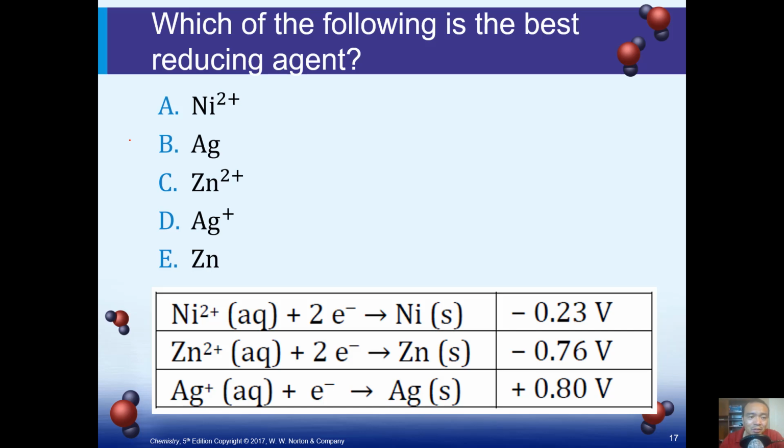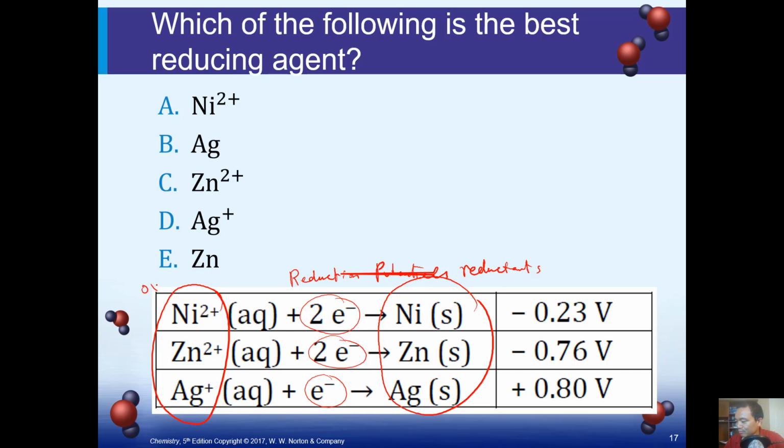Let's look at a few applications over here. First question, which of the following is the best reducing agent? So remember, all of the reactions listed in this table are reduction potentials, because they are all gaining electrons. So for this reason, the reductants will be sitting on the right side, and the oxidants will be sitting on the left side.